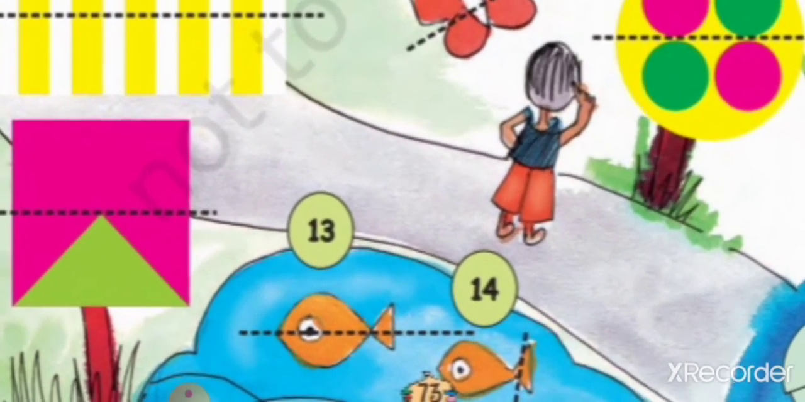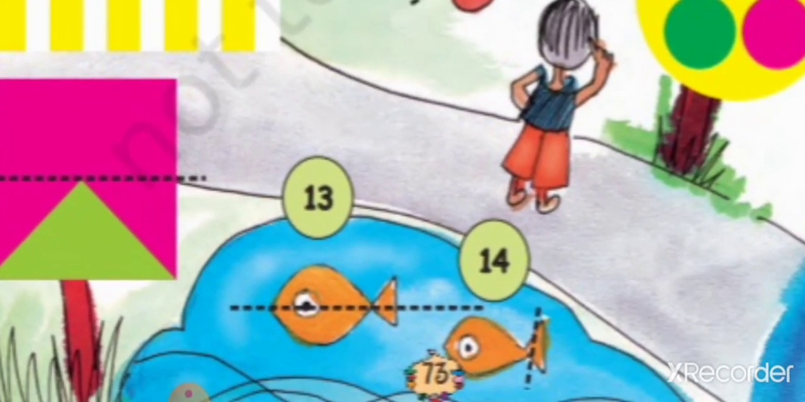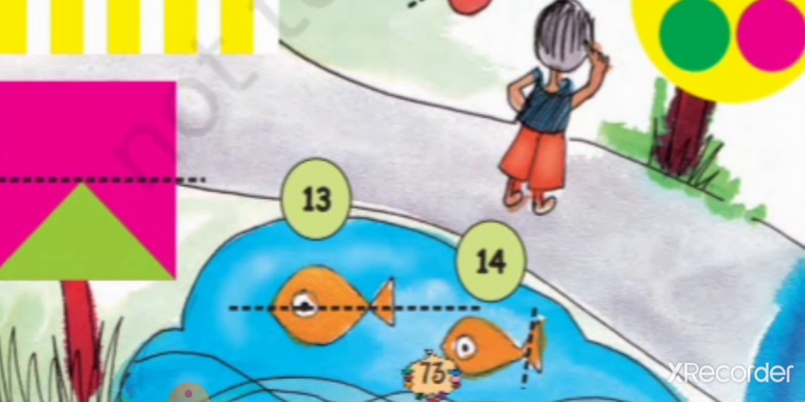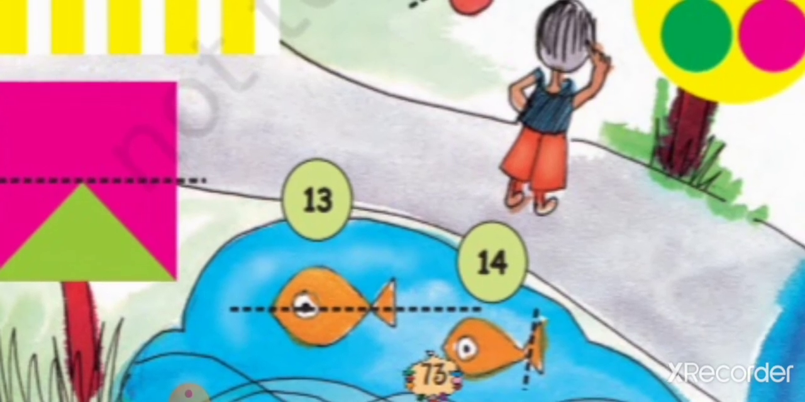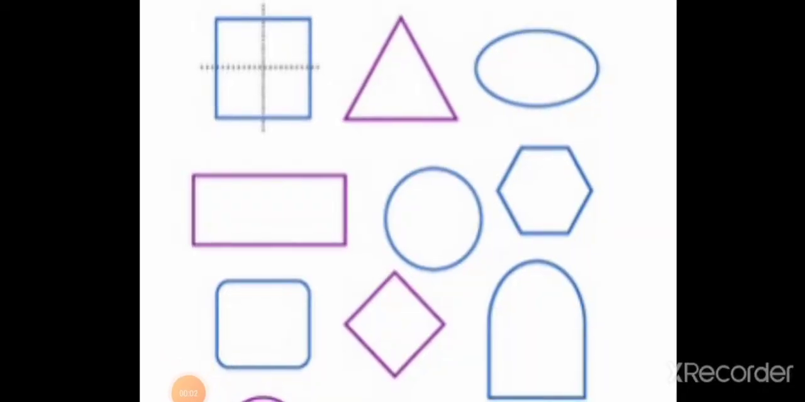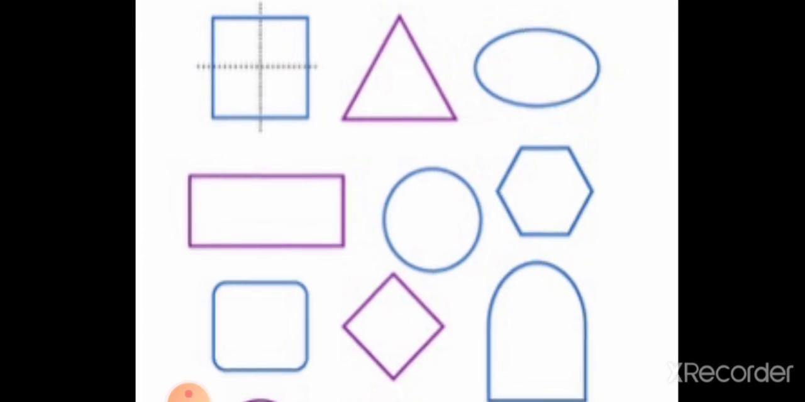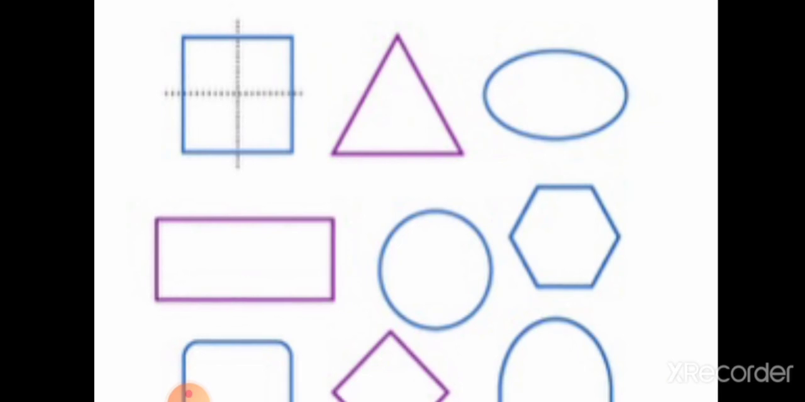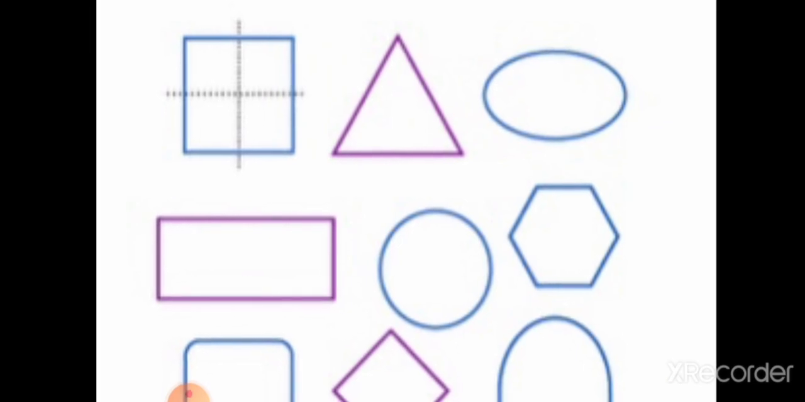Next, see this picture. This is a fish. The fish is symmetrically divided. Students, you will get this worksheet. I have given some simple questions like this. Students, draw a symmetric line on these pictures.